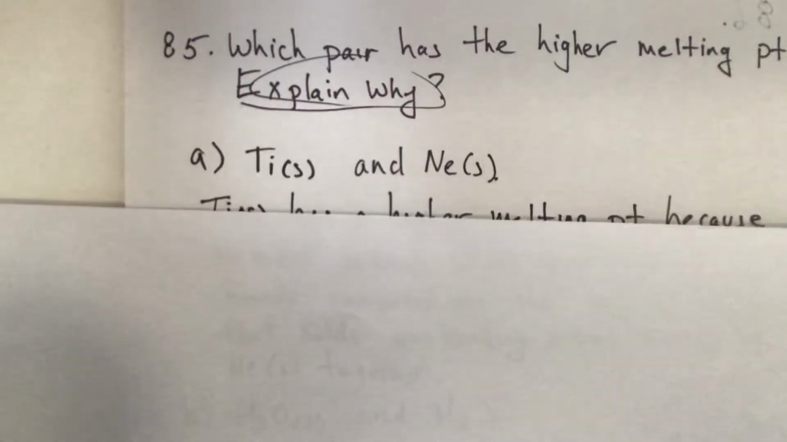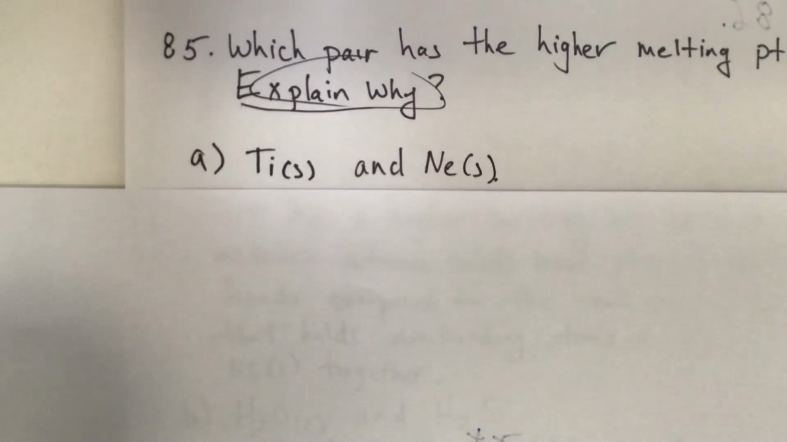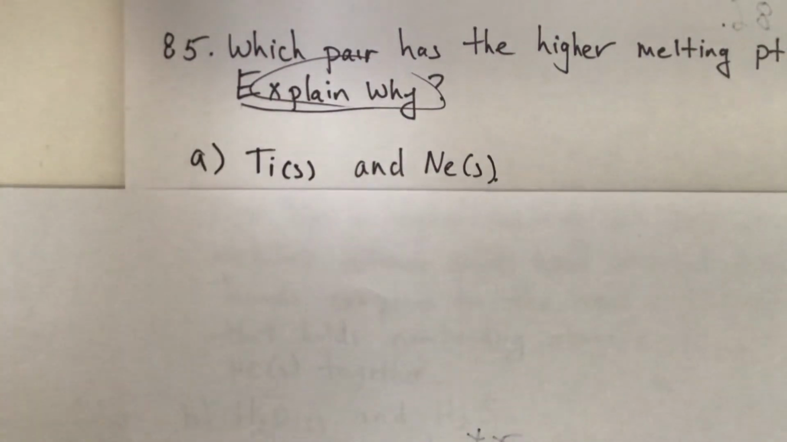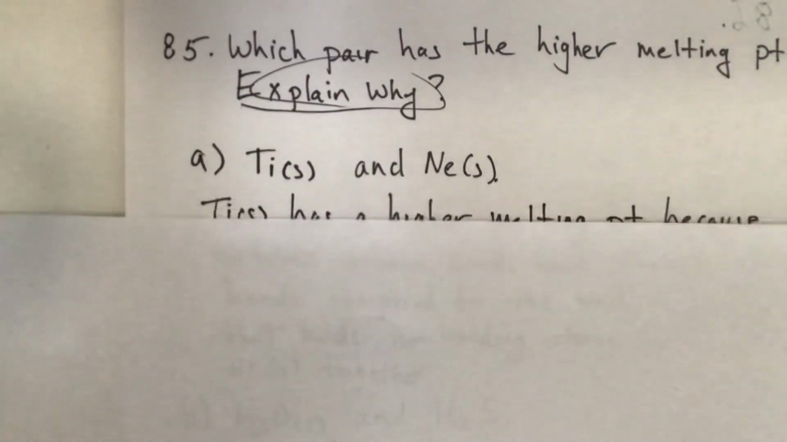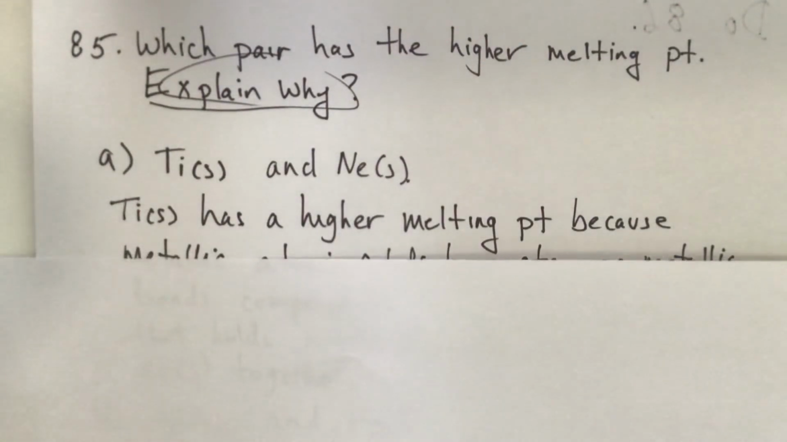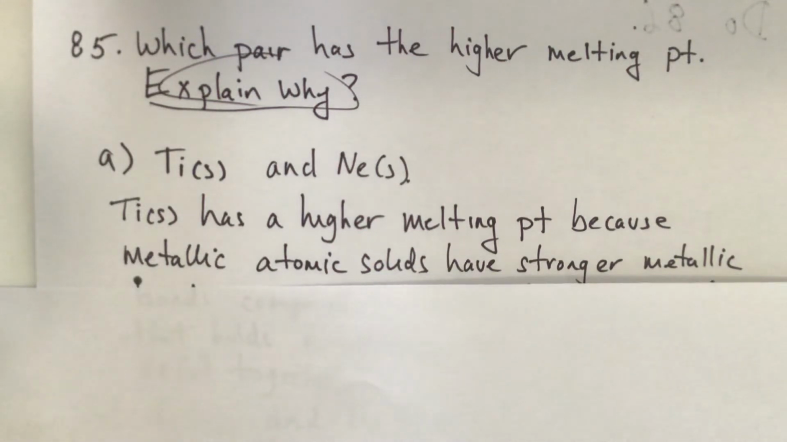Titanium and neon. Well, which one is higher? I'll give you a second, you can think about it. First of all, you should be thinking about what kind of solid it is, and then what kind of intermolecular forces it might display, because that will help you. Well, these are both individual atoms. So the answer here is titanium has a higher melting point because it's an atomic solid. It's a metallic one.